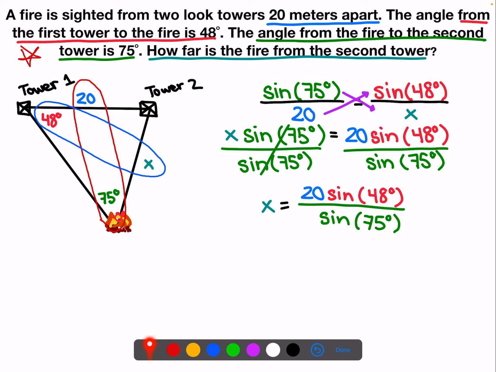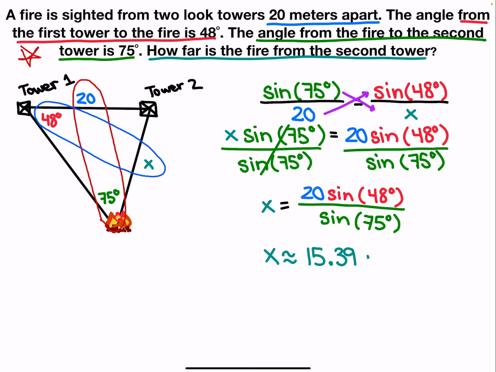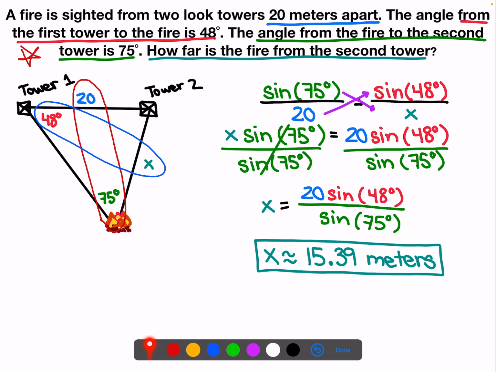Again, please make sure that you include parentheses. The most important parentheses is probably this one right here, because if you don't, then you'd be left with 20 sine of 48 divided by sine of 75. And that is not the same thing. So make sure that you guys are entering in those parentheses, or else you'll get the completely wrong answer on your calculator. When you enter this in on your calculator, you'll be given the final answer of the distance between the fire and tower number 2 over here, as 15.39 meters, meaning whoever's in tower 2 better get out of there very quickly because the fire's right there.